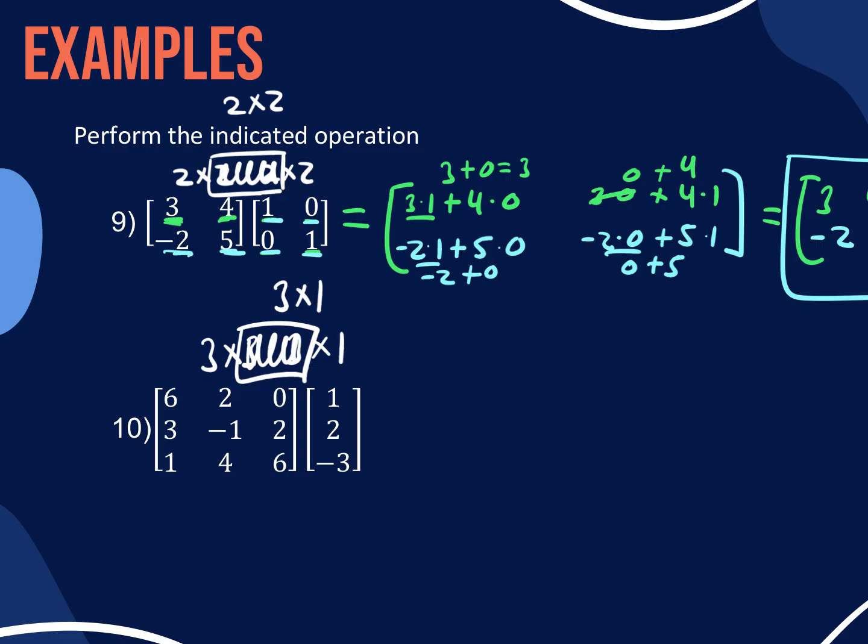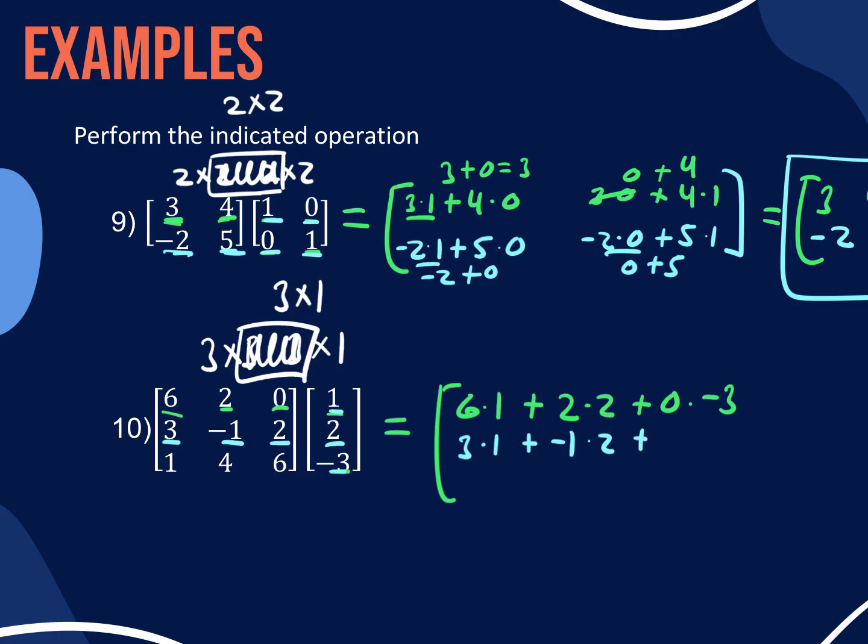All right, so let's perform this operation. I'm going to do this first row with this first column. So it's going to be 6 times 1 plus 2 times 2 plus 0 times -3. All right. Now let's move on to the next. It's going to be 3 times 1 plus negative 1 times 2 plus 2 times negative 3.